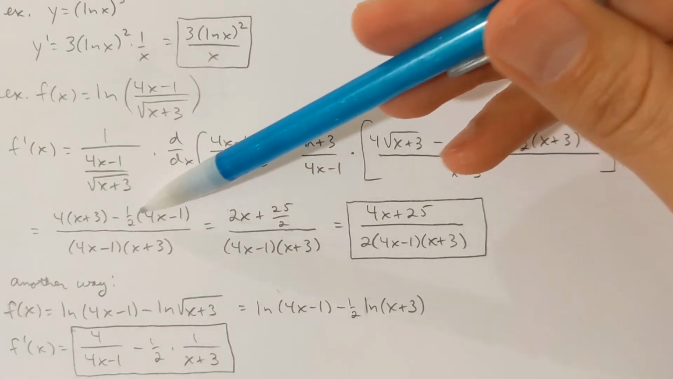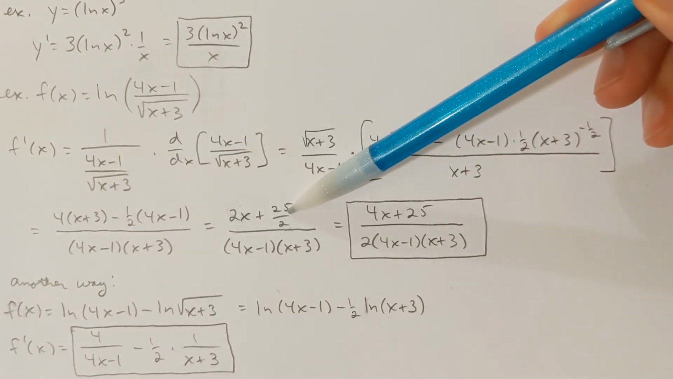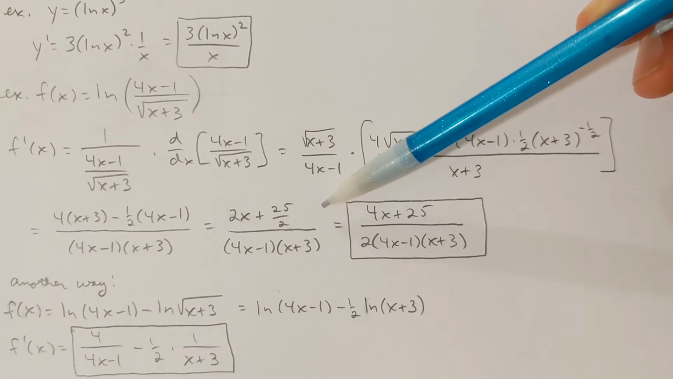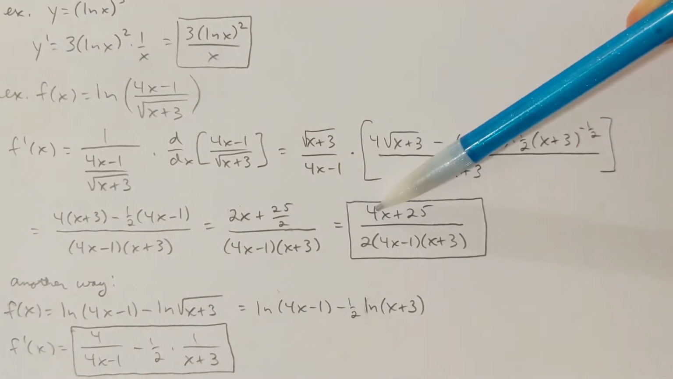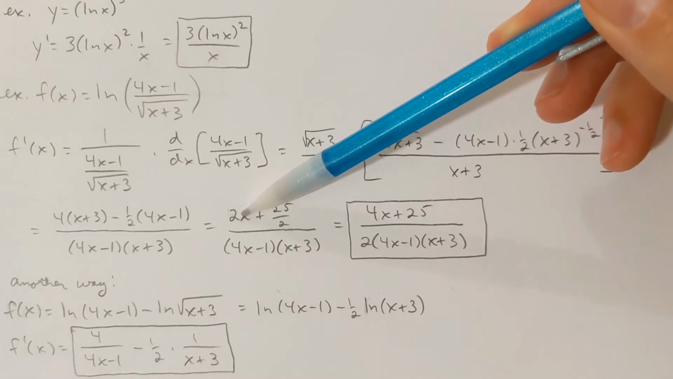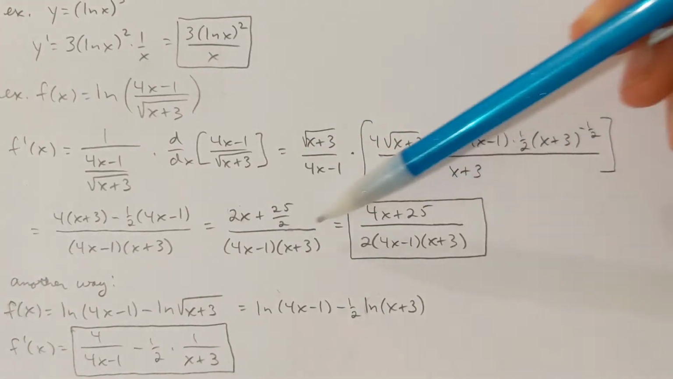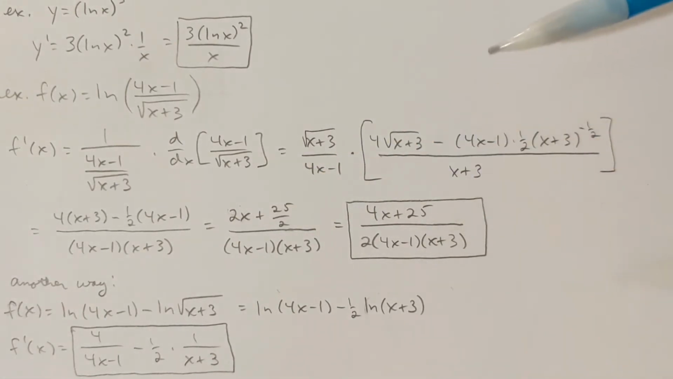And if we distribute the 1/2 there, and also distribute the 4. You don't need to do this, but if you were to then multiply the top and the bottom by 2 so that you don't have a fraction, 2 times 2x is 4x, 2 times 25 over 2, the 2's cancel, so you get 25. We still have a 2 in the denominator. So this would be my answer in a complete simplified form.